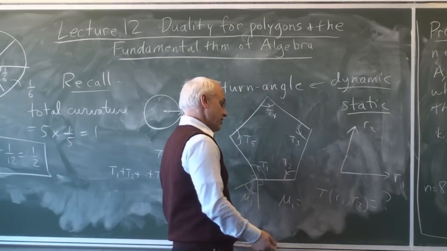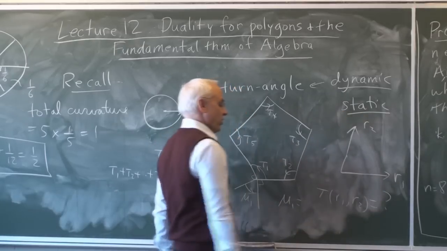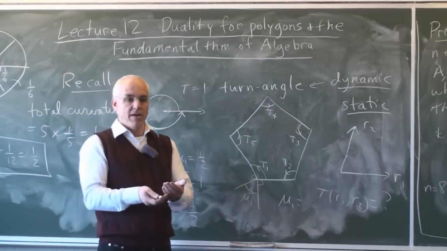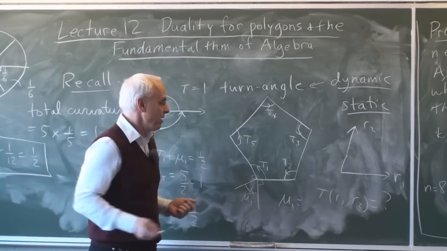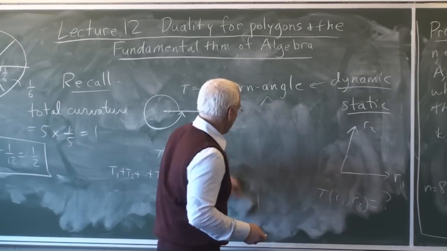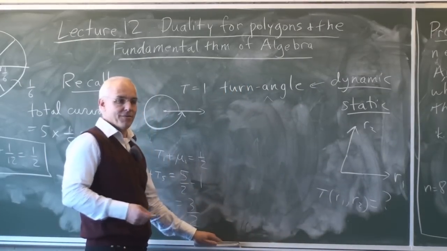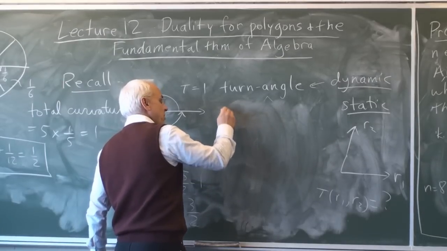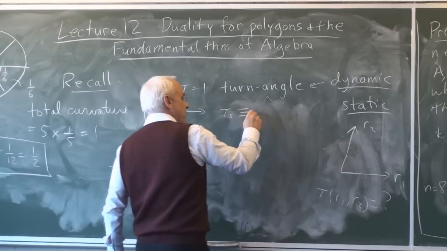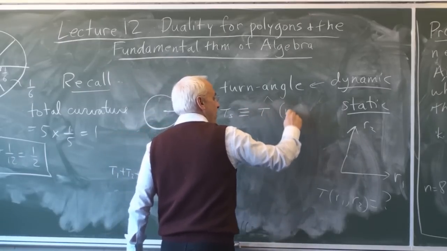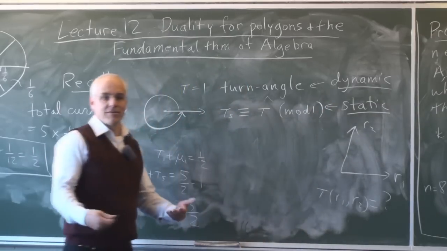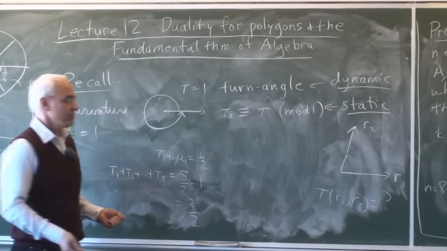And one way of doing that is to say that the static turn is defined by being in the range between 0 and 1, agreeing that the static turn is going to be the dynamic turn mod 1. Okay? So I don't have a particular notation, but maybe we could put static here. So the static turn would be, by definition, the ordinary turn mod 1. We could call that the static turn angle.